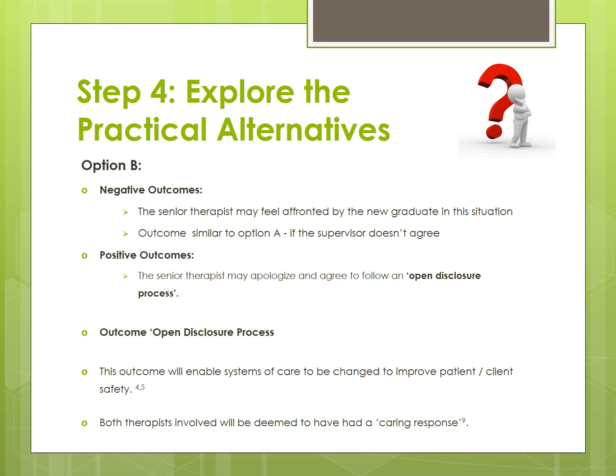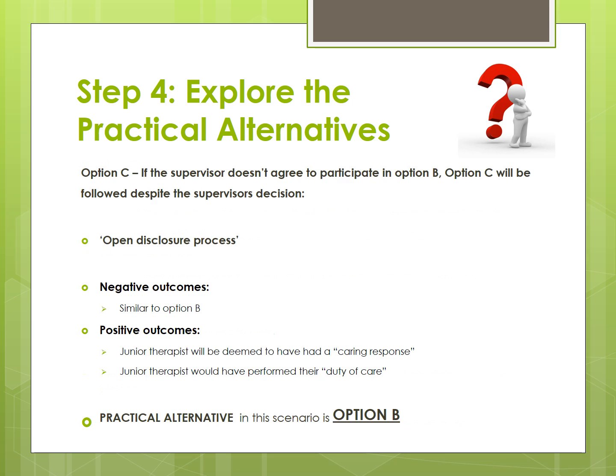In this process, therapists will be able to express regret. The patient will be kept informed. Feedback will be provided on the investigations as to how and why the event occurred, and steps will be taken to prevent the incident from occurring again. This outcome will enable systems of care to be changed to improve patient-client safety. Both therapists involved will be deemed to have had a caring response.